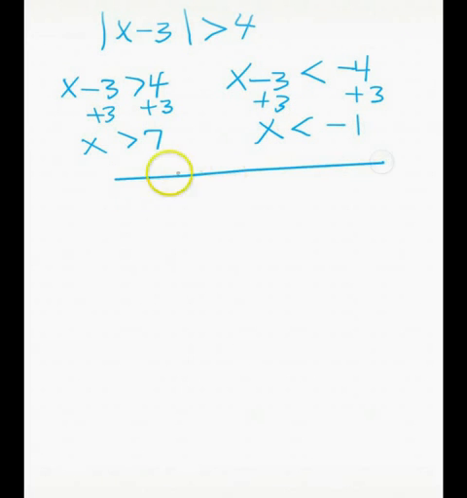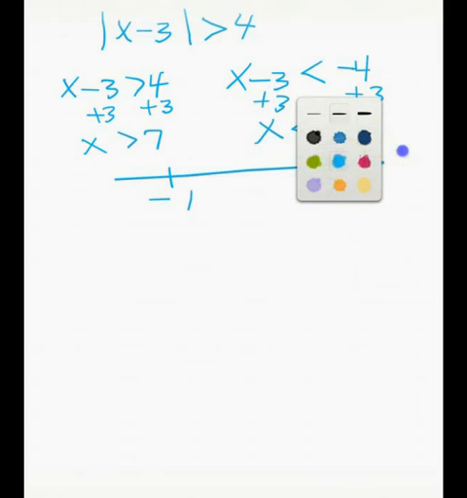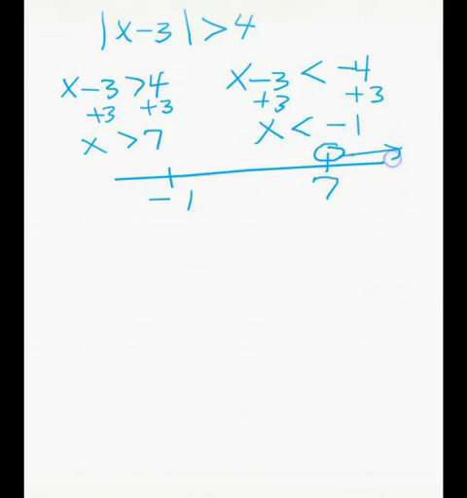Again, I put it on my number line. Don't forget the negatives go on the left and the positives go on the right. You may not always get a positive and a negative; it's just going to the left and to the right of the number. So x is greater than 7: open dot because it doesn't equal, and that goes off in this direction. If I do x is less than negative 1, then I'm going to go in this direction.